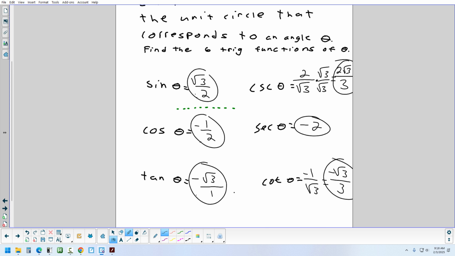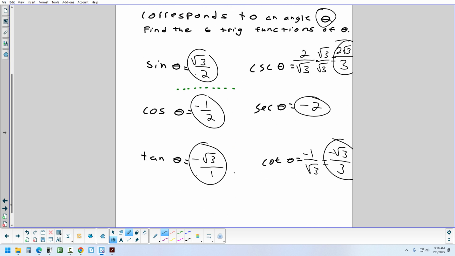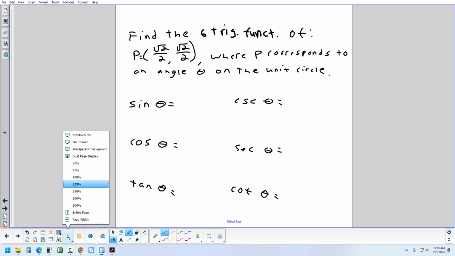And those are the 6 trig functions of this angle, which we don't even know how big it is, but we did know where it was, and that's what was important. Okay. Any questions on that?